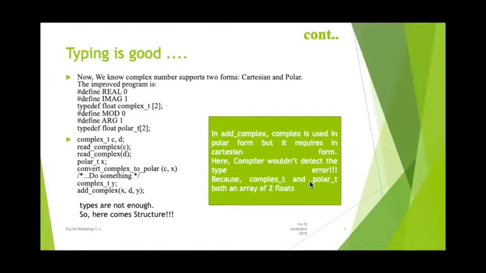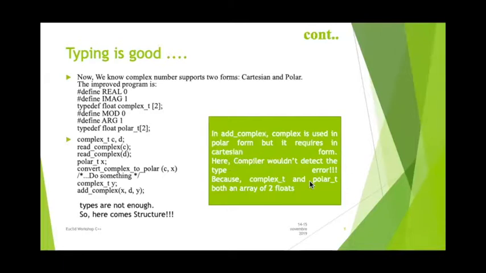So now it is more readable, but still it's not enough, because we know we have polar form and Cartesian form of a complex number, and if we are going to work on that, first we have defined real and imaginary for the Cartesian one and modulus and argument for the polar one, and here complex and polar. You need to consider that both are of float type.